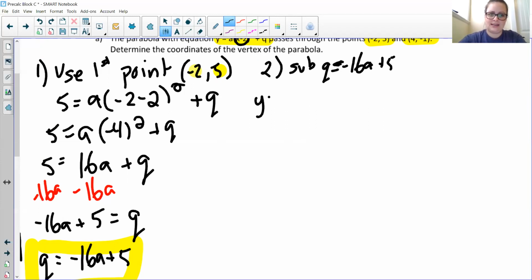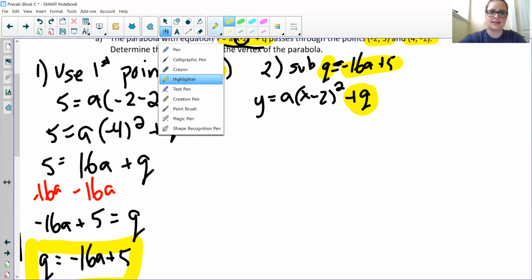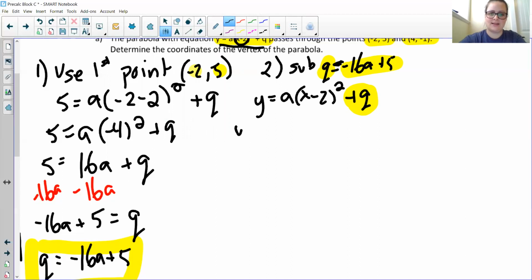So if I have y equals a times x minus 2 squared plus q as the equation given to me, and I know that q is equal to -16a plus 5, that means I can substitute out this q and substitute in that -16a plus 5. So I'm going to rewrite this equation, but instead of writing q, I'm going to write -16a plus 5.